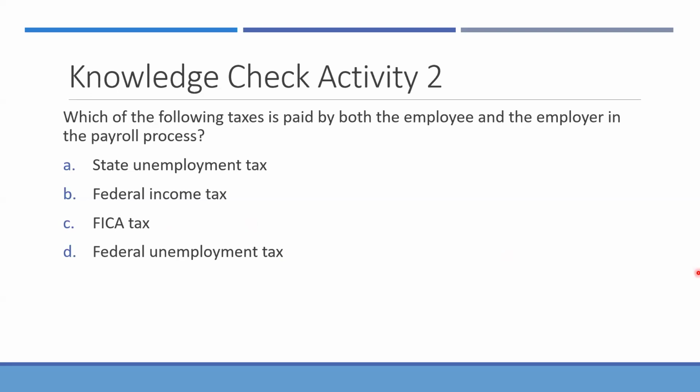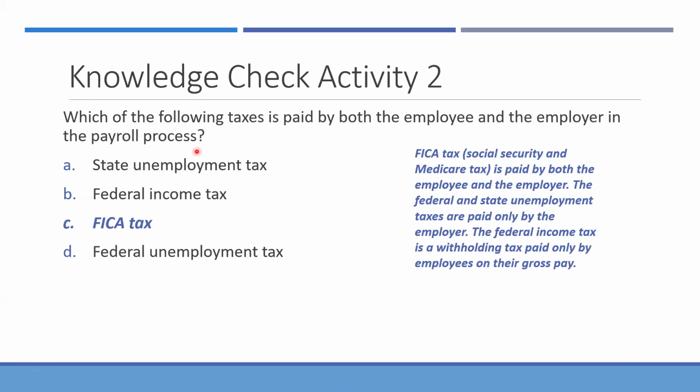FICA tax is paid by both the employee and the employer. They both owe the 6.2% Social Security and 1.45% for Medicare. Which of the following taxes is paid by both the employee and the employer? FICA tax. Perfect.